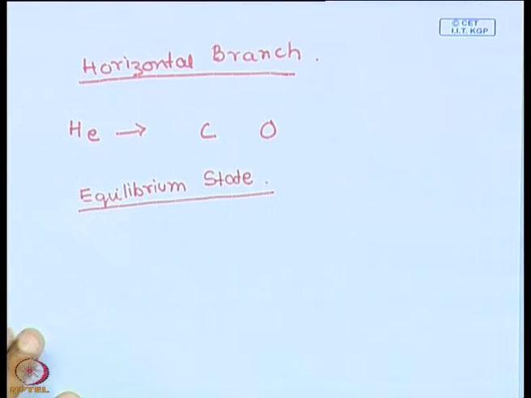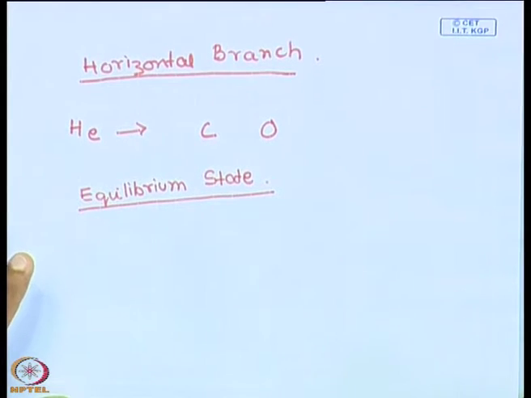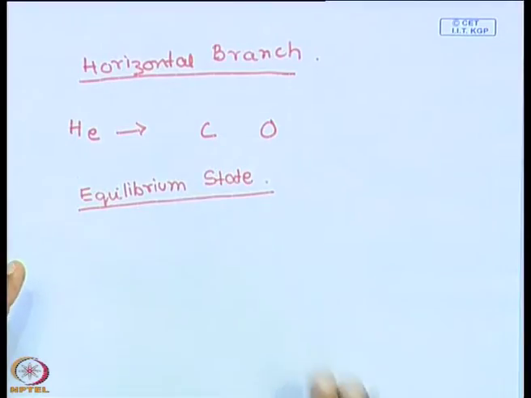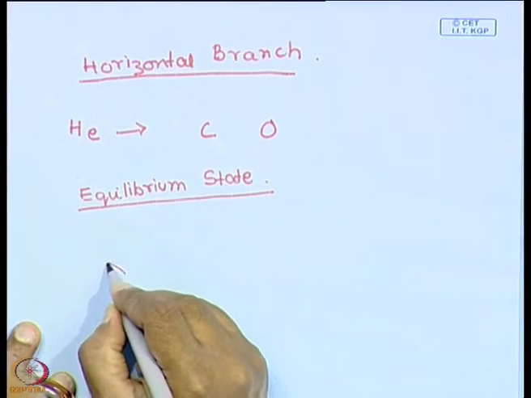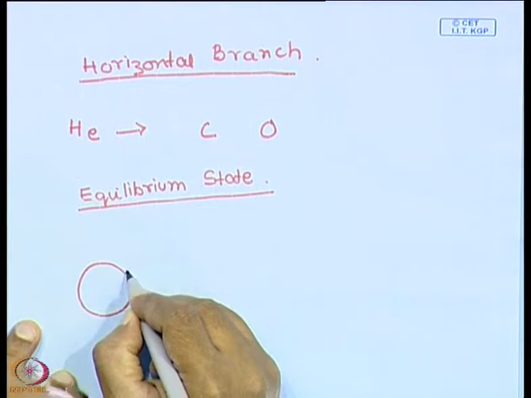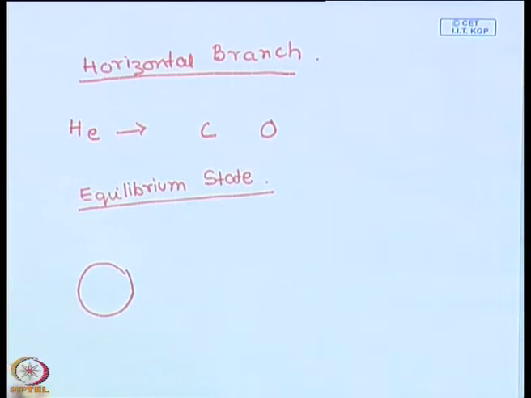Here the star is supported by helium burning, which in the main sequence was supported by hydrogen burning. You now have a star supported by helium burning in this horizontal branch. It remains there for some time, and then when all the helium is burnt out, you have a core which again is inert and is made up of carbon and oxygen.